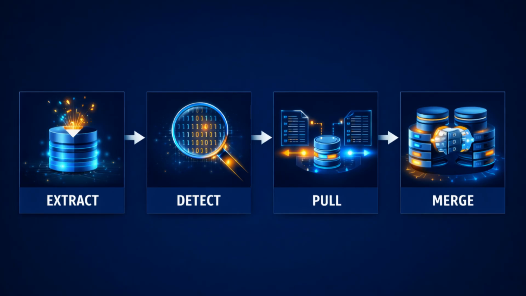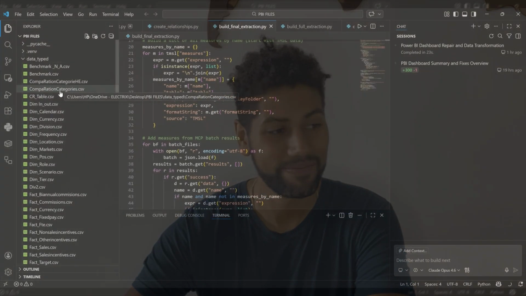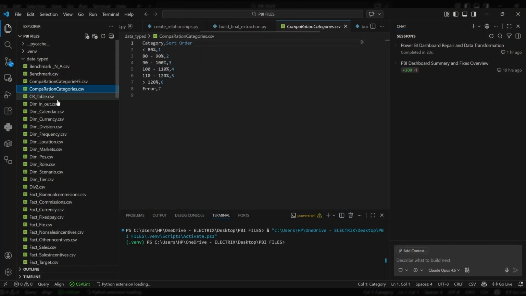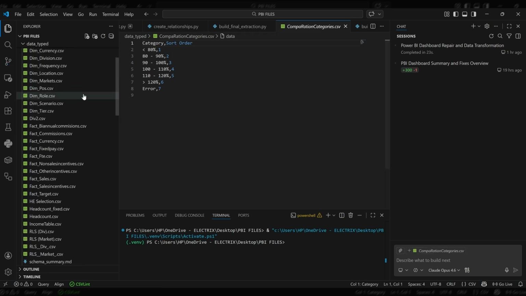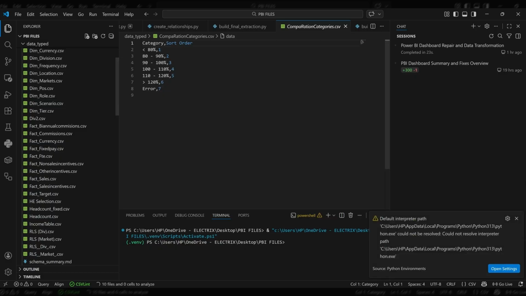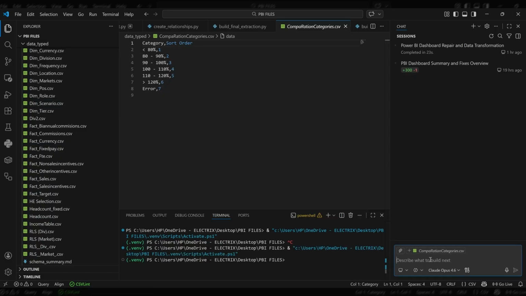So now we have a pipeline. Extract what we can, detect what's missing, pull it from the engine, merge it into our definitive model file. And as you see, this dashboard is not a mystery box anymore. It is reproducible and fixable. Reproducible means it's something that we can actually fix, right? And one of the very important steps that you're going to have to think about when you're doing this is to make sure that your data types are intact. Ask the AI when you're writing your command to make sure that it pulls the data with the correct format.